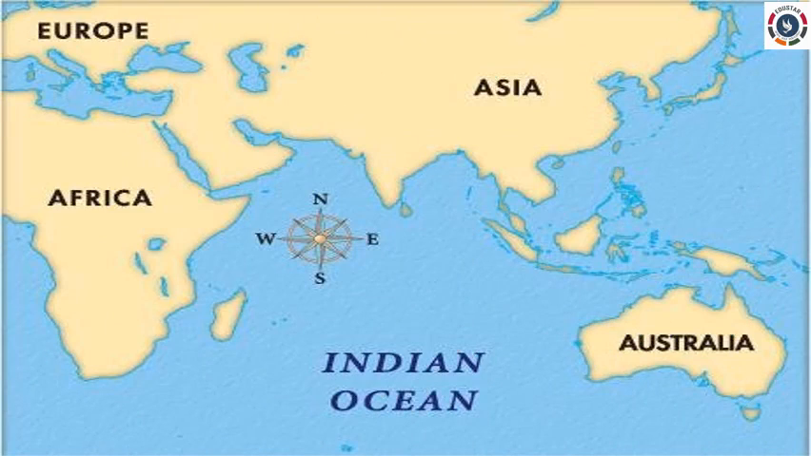Next is about Indian Ocean. Indian Ocean is the third largest ocean and it is triangular in shape and has an average depth of about 4,000 meters. The Arabian Sea and the Bay of Bengal are the important parts of this ocean.